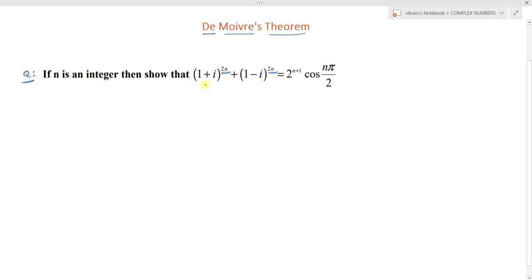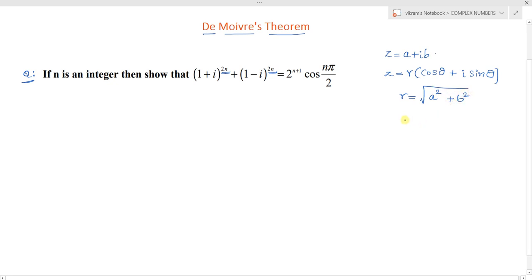But to apply De Moivre's theorem, the given complex number has to be represented in polar form, that means in modulus-amplitude form. If z = a + ib is a complex number, then its polar form is r(cos θ + i sin θ), where r is the modulus of the complex number, which is the square root of the real part squared plus the imaginary part squared, that means √(a² + b²).